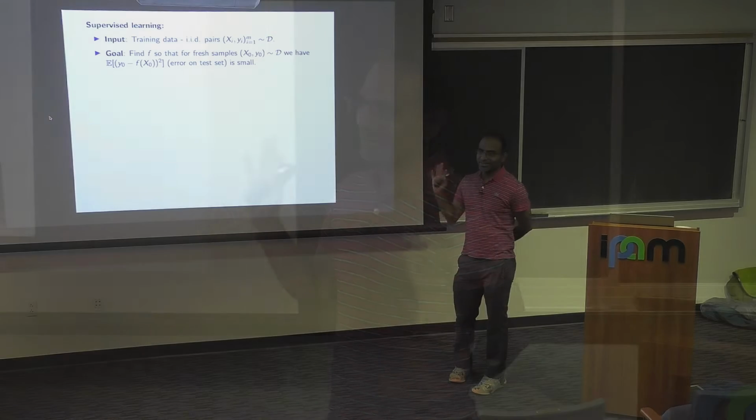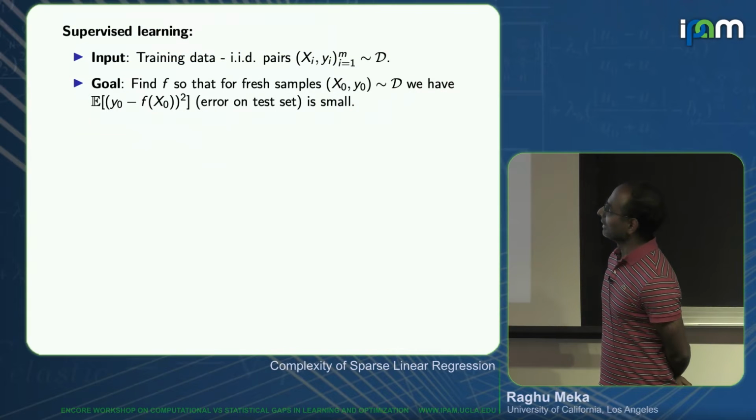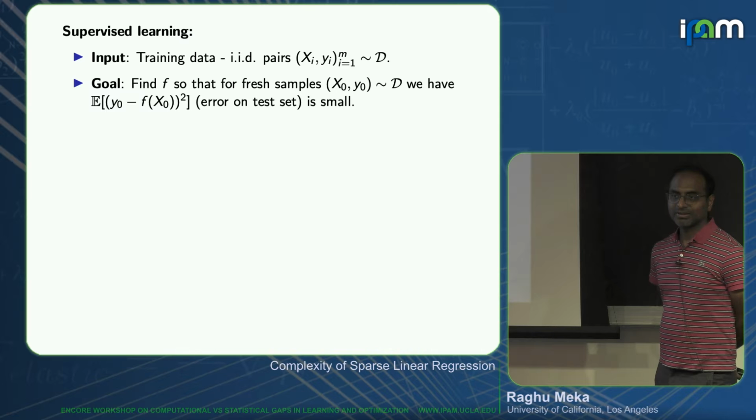So the basic setup is I'll start with the bread and butter of ML, which is supervised learning. The algorithmic problem that we're tackling is you're given as input some training data, IID pairs xi, yi, at least no noise or anything like that, from some distribution. And our goal is to find a function f that can predict the label.